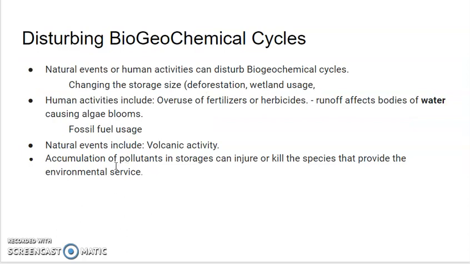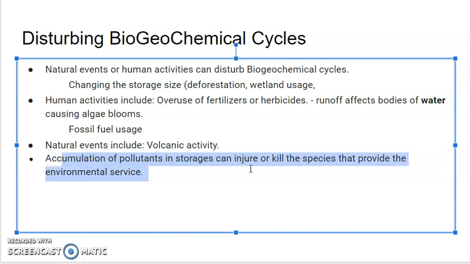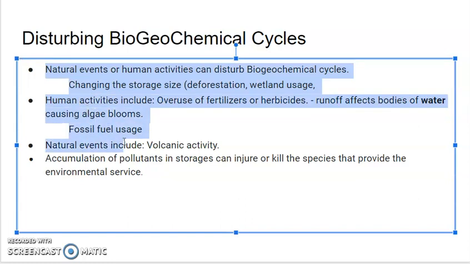In the last part, I want to talk about disturbing biogeochemical cycles. What disturbs them? Changing the storage size, like deforestation or wetland usage. Using fossil fuel, increasing the amount of activities, using fertilizers, or natural events like volcanic activity that produce lots of sulfur. And also accumulation of pollutants in storage can injure or kill species, so that species will stop providing their function to this environment, right?